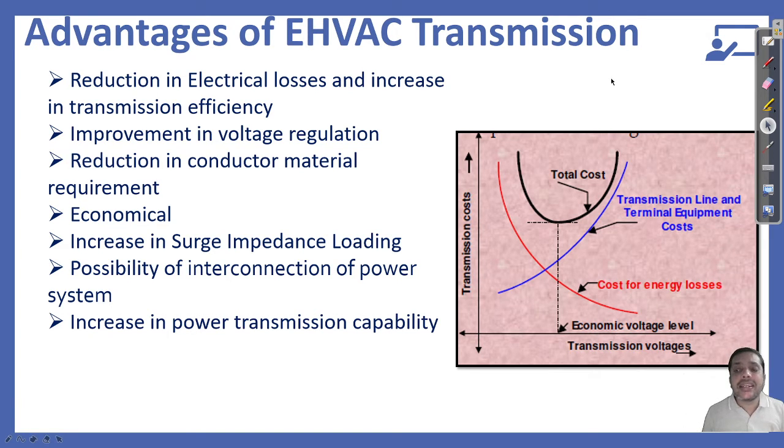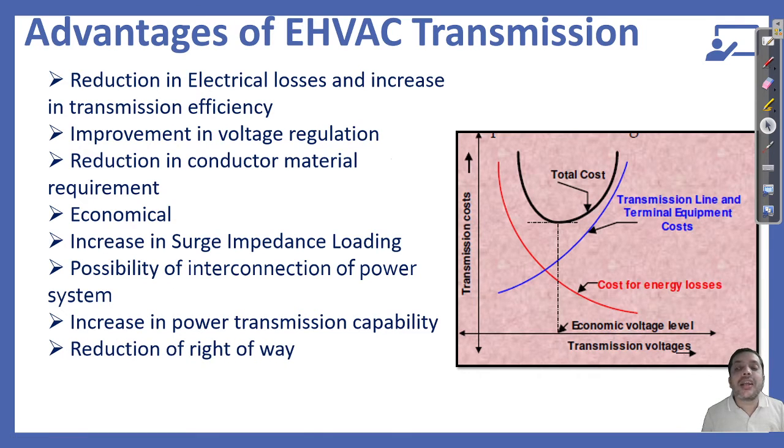As SIL, surge impedance loading, is increased, transmission capability is increased, because the power transmission capability is given as mod of Vs upon into Vr upon X into sine delta. So you know that the power transmission capability is almost proportional to the operating voltage square. So it increases the power transfer capability also. Hope you got the correct explanation for this.